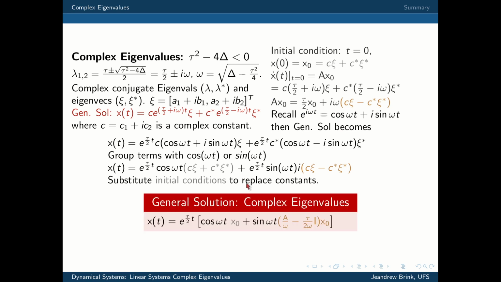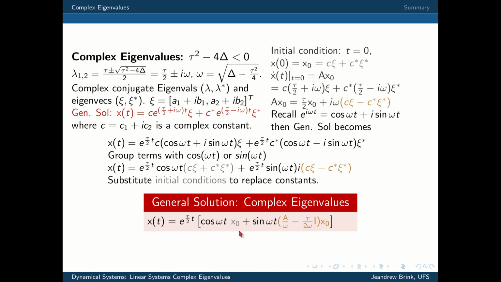Okay, and what we obtain as a result is a general expression for the solution if we had complex eigenvalues, and it's a real expression. So if we simplify this after we've made these substitutions from the initial conditions, our solution, if we have complex eigenvalues, is simply e to the tau over 2, trace over 2, times t, times cos of omega t times x0 plus sine of omega t times a vector we construct by dividing the matrix A by omega, subtracting the trace divided by 2 omega times the identity matrix, multiplied in by x0. So both this x0 as well as this combination of stuff are vector quantities, and all the rest are scalars that explicitly give the time dependence.